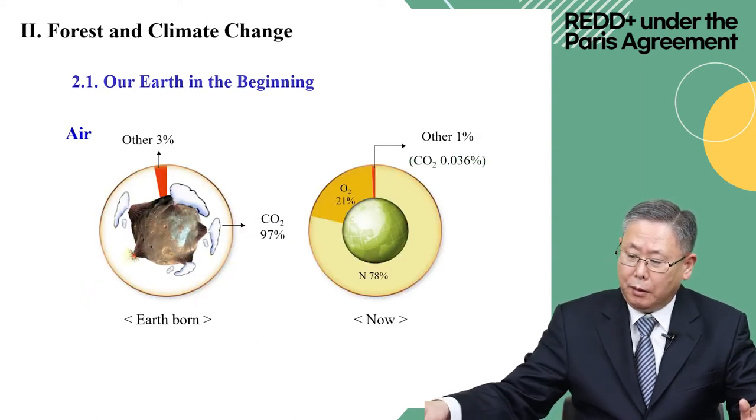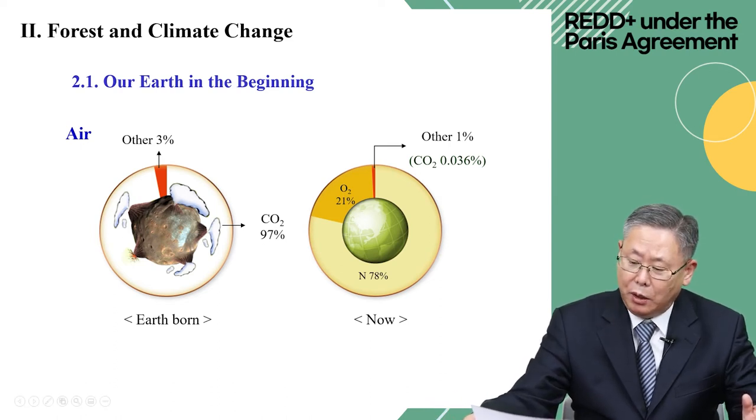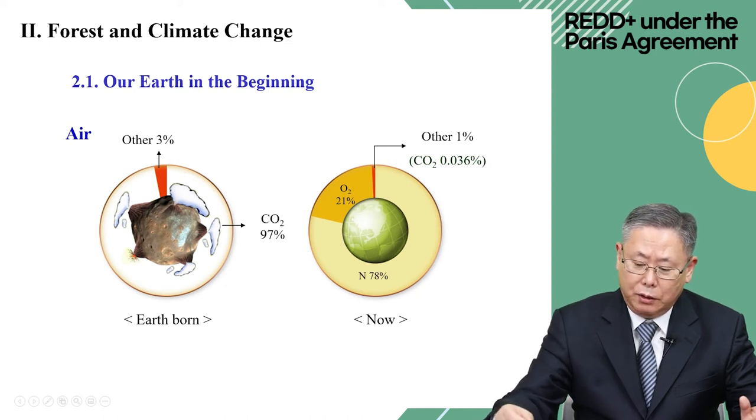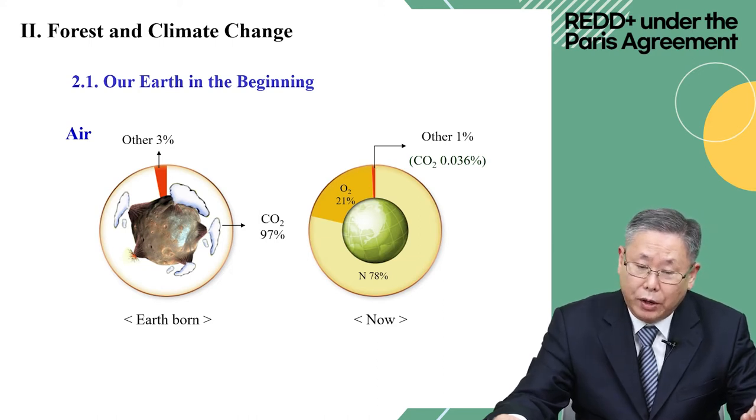Now, when did Earth appear? According to the scientists, it was 4.5 billion years ago. Initially, during the early beginning of the Earth, there were no living creatures due to a high degree of CO2, carbon dioxide, in the sky, about 97%. But nowadays, since vegetation such as trees and grass appeared, the level of carbon dioxide has been reduced while increasing the ratio of oxygen to 21% and CO2 decreased to 0.036 percent. So life or creatures appeared.